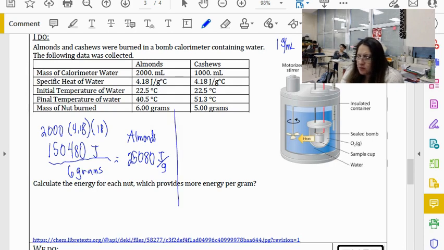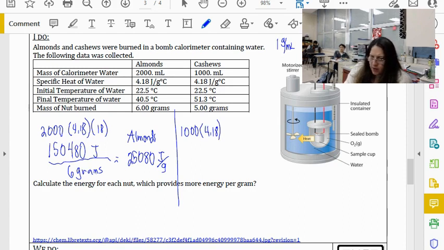All right, so let's do the same thing for our cashews now. This time, though, we only have 1,000 milliliters of water. We have 4.18 again for the specific heat of water, and then we need to figure out our change in temperature. 51.3 minus 22.5, and that's 28.8.